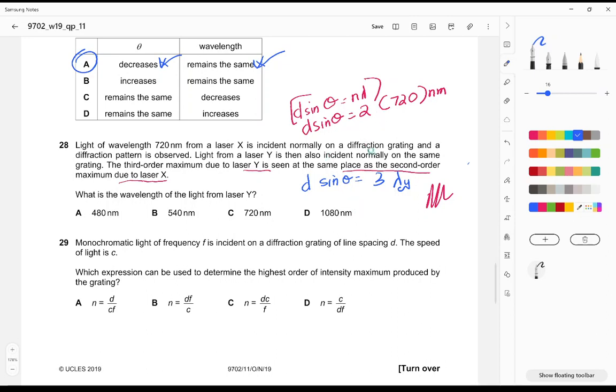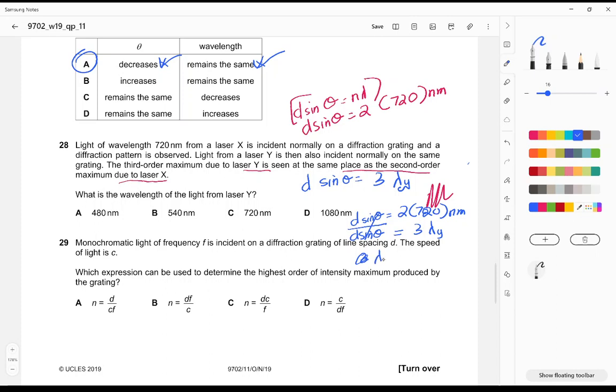If we divide these two equations, we get d sin theta equals 2 times 720 nanometers, divided by d sin theta again, which equals 3 times lambda y. So the d sin theta terms cancel out, and this is going to be 3.